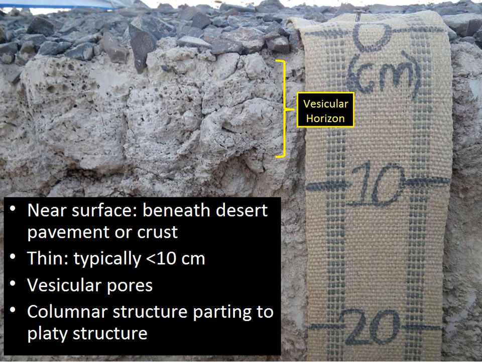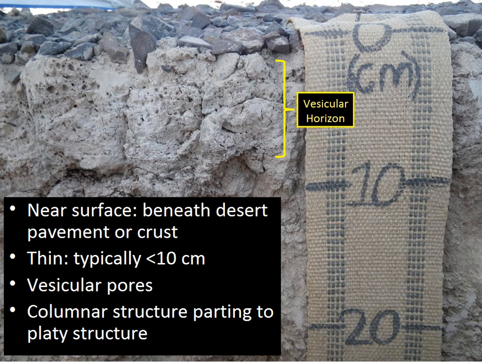Sometimes they're beneath either a physical or a biological surface crust. The vesicular horizon itself is shown here. It's the thin layer beneath the desert pavement in this photo. And it's usually less than 10 centimeters thick, so it is a very thin horizon. And the most prominent morphologic feature of this horizon is the predominance of vesicular pores, which are these bubble-like pores that you can see throughout the horizon.